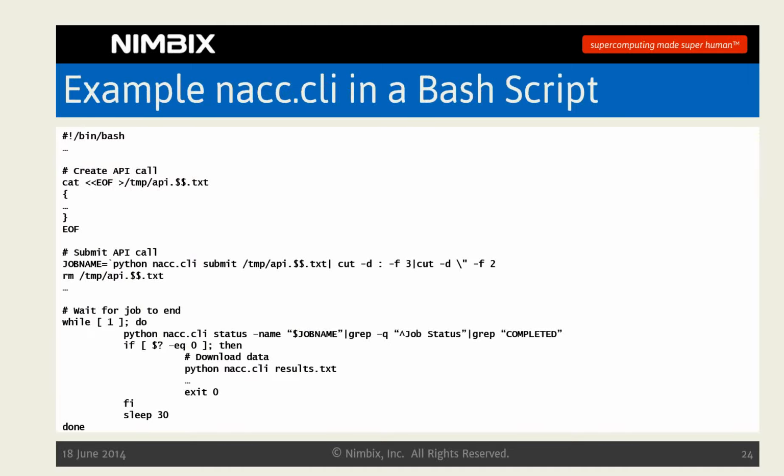So an example of how you would use knack.cli, let's say in a bash shell script, you can see from here that you would create the API call, you would actually submit it. When you submit the call, you get back a string with the job name so that you can then query or act on it later. The job runs asynchronously, so in this example, it periodically checks to see if the job completed or not. That may or may not be necessary in your workflow, but you can see that you have these capabilities from the same CLI client.